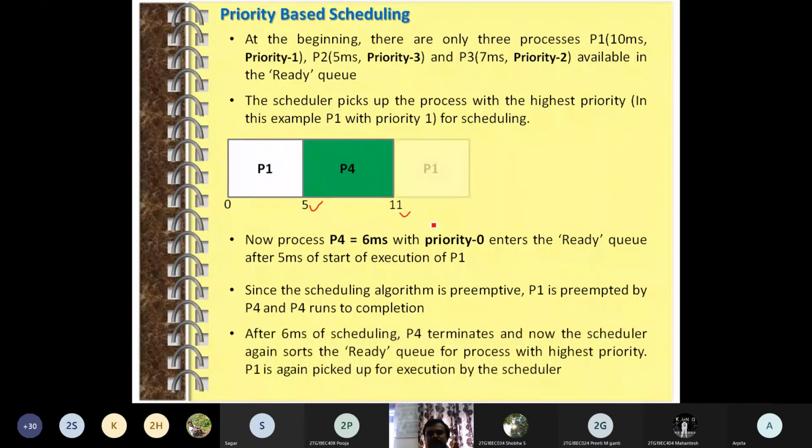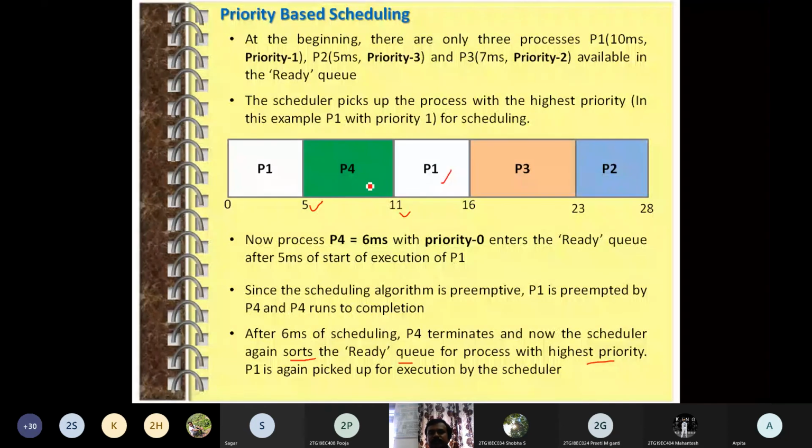So after 11 milliseconds, after 6 milliseconds of P4 terminates itself, you can observe here, the scheduler again sorts out the highest priority. Once again, obviously it is P1 only. So after completion of P4, P1 is picked up by the scheduler to execute, because P1 has the highest priority compared to P3 and P2. It is going to complete in the remaining time period, 5 milliseconds. So the first slot was 5 milliseconds, the second time slot is 5 milliseconds, total 10 milliseconds.